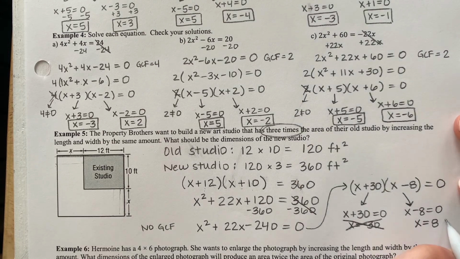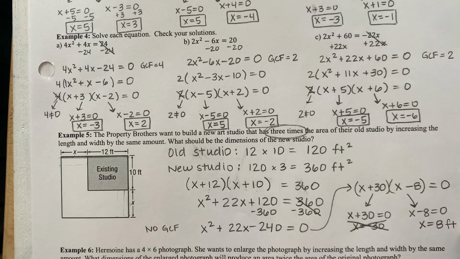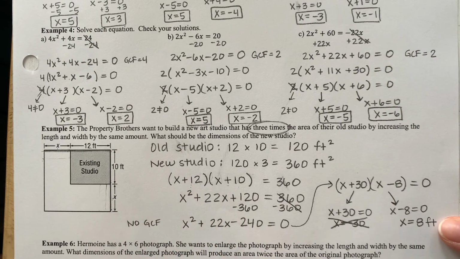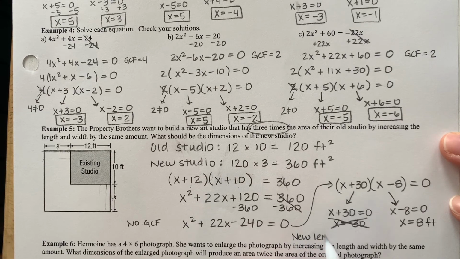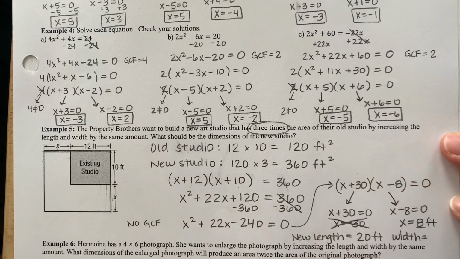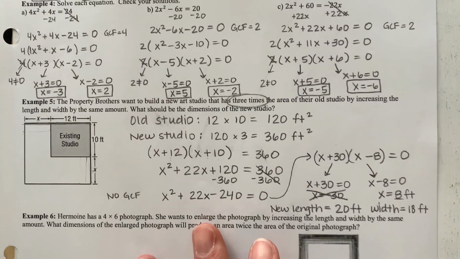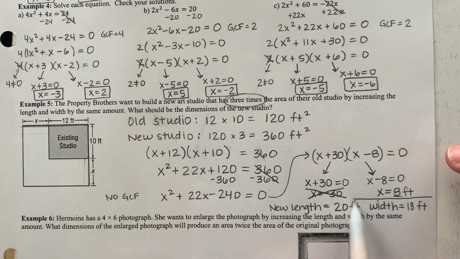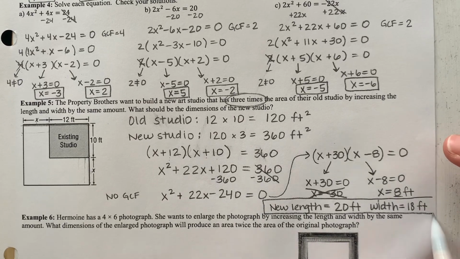And so this means that we are adding 8 feet to the old dimensions to make the new dimensions. So the new length is going to be 12 plus the 8, which is 20 feet. And the new width is going to be the original 10 plus the 8, which is 18 feet. So this is my final answer, the new length and the new width.